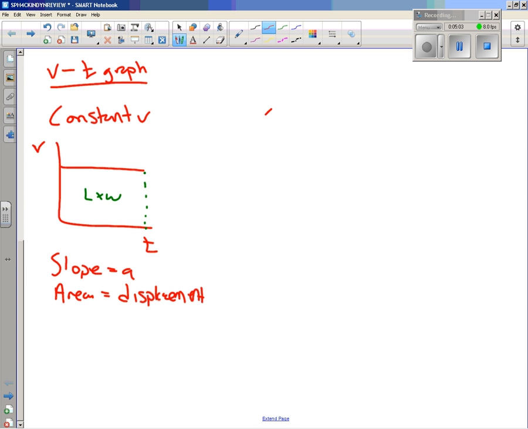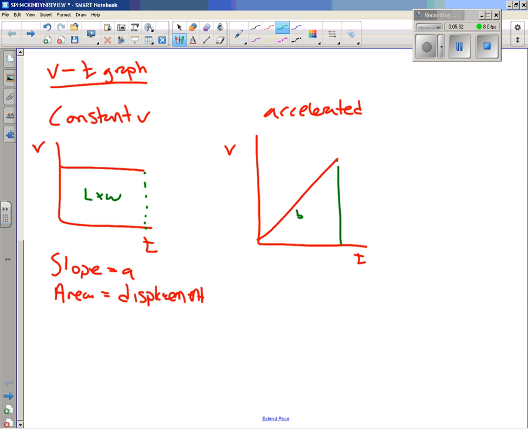For the accelerated motion, it's not going to be a curve like on the DT graph. It's also not going to be horizontal. It is going to be a straight slant. All right? And all the same rules apply. Slope is the acceleration. Rise over run. It won't be 0 this time. And area equals the displacement, except now that area is a triangle. Base times height over 2. And this is the most complicated shape you see in this course to find the area of. So it's not that big a deal.